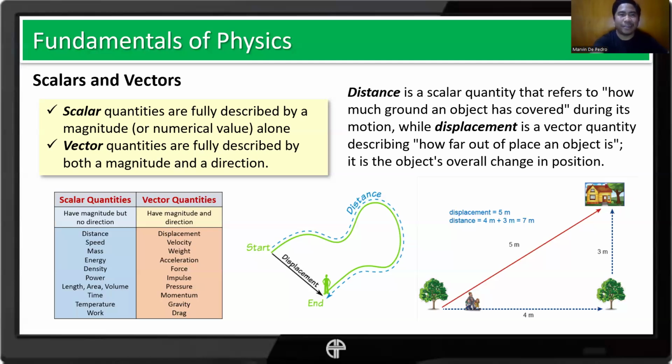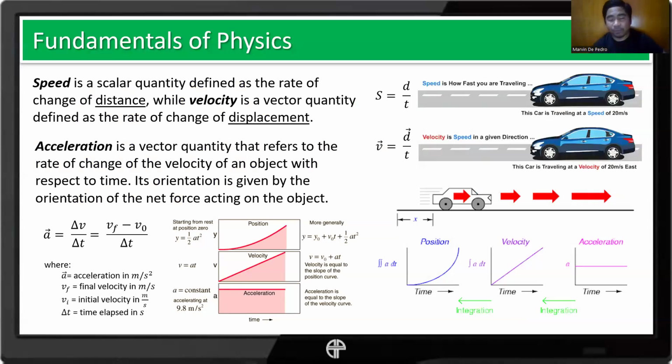And we have other common physical quantities that are defined as either a scalar or a vector, like speed and velocity. Once we have the distance, we can also measure the time so that we can derive the speed. If we say speed, we are basically referring to a scalar quantity only. That's the rate of change of distance. There's no direction involved.